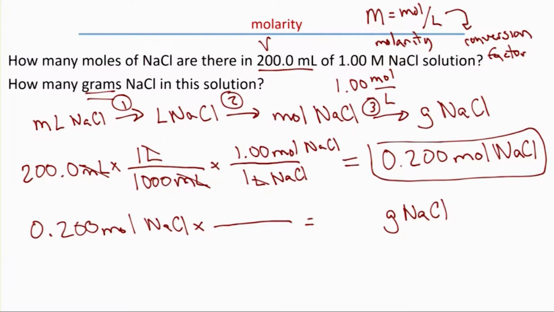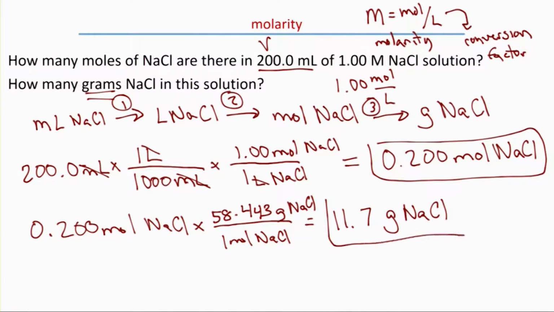You need to get your periodic table out. Look up the molar mass of sodium, which is right around 23, and you look up the molar mass of chlorine, which is around 35.45. I have a couple more sig figs here. I have 58.443 grams of NaCl for every 1 mole NaCl. Do that work, and I end up with 11.7 grams of sodium chloride. So this solution contains 11.7 grams of sodium chloride.